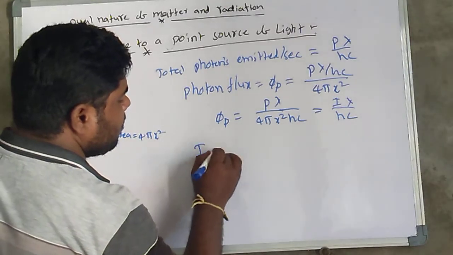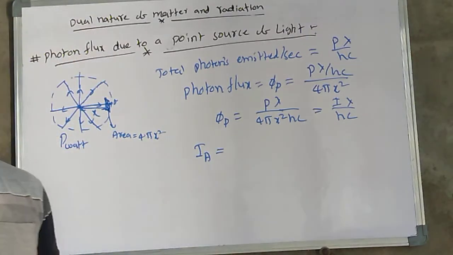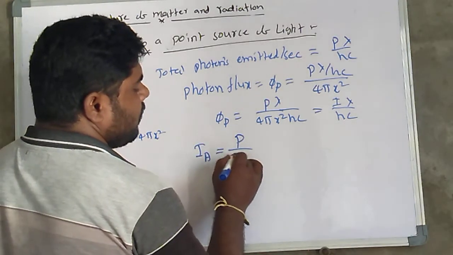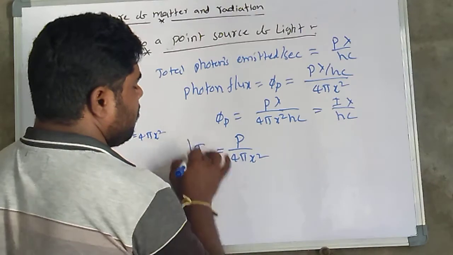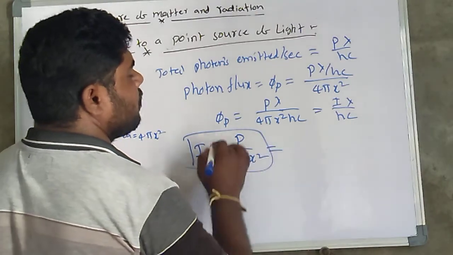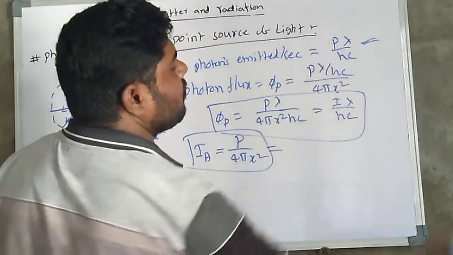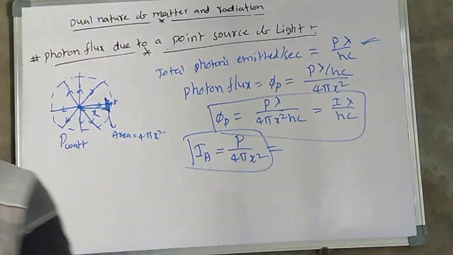So intensity at A is equal to the power P divided by the area 4 pi x square. Based on this, they will ask numerical problems.